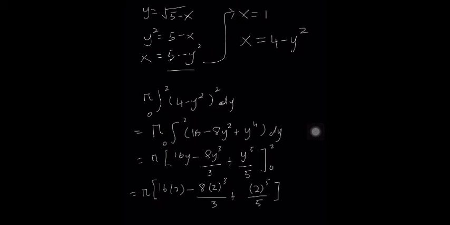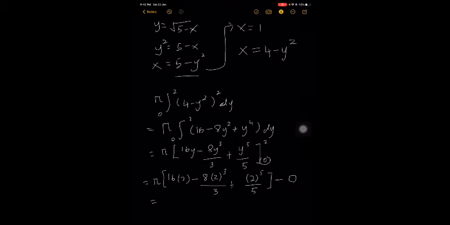Because of this integration, we minus to 0. Why 0? Because this is 0, so when we times all this, it will be 0. Next, using the calculator, we can get the answer, which is 256 over 15.